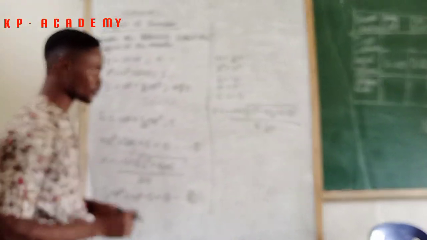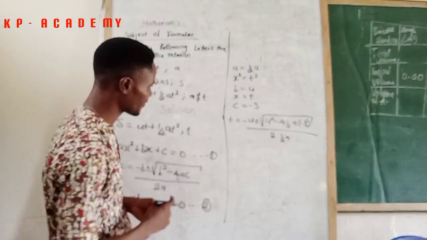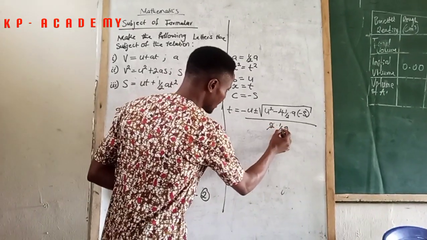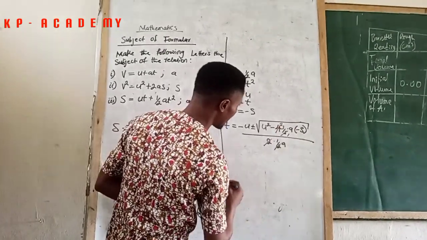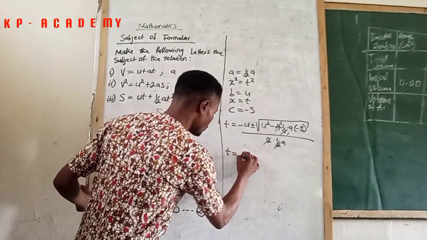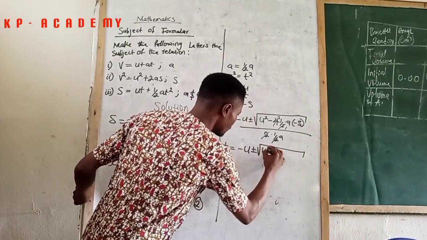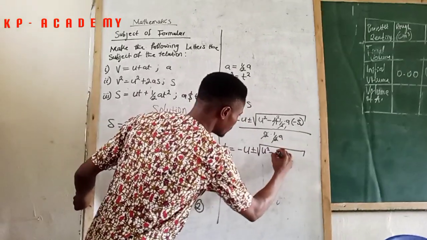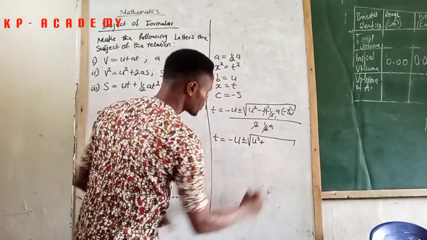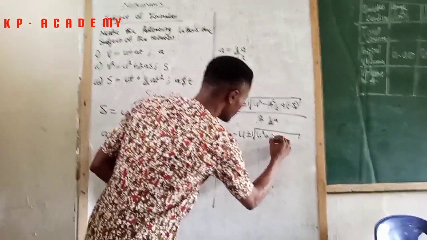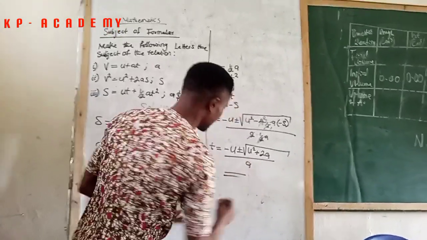Now I am done with the substitution, so I can do some simplification just to get my final answer. So here 2 can cancel 2, and 1 cancels 4, 2. So I have that t is equal to minus u plus or minus the square root of u squared minus. Now, this is minus here, this is minus in here. So, minus times minus is already plus. So, plus 2 times a, 2as, all over a. And that is the answer.